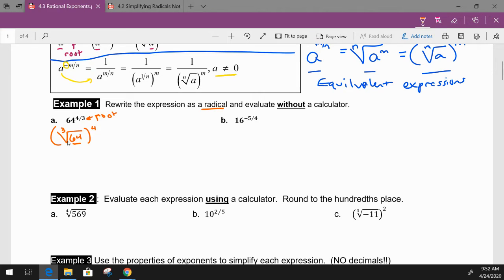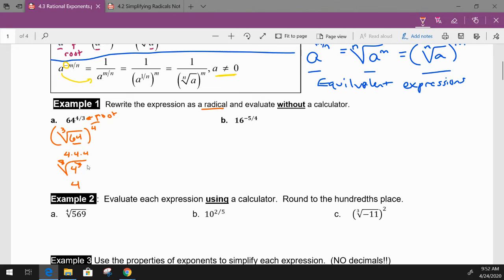Well, yes, it is. 64 is 4 times 4 times 4. So if you're taking the cubed root, essentially, 64 is 4 to the third power. So if you're taking the cubed root of 4 to the third power, then that would just equal 4, because the third root and the third power undo each other.